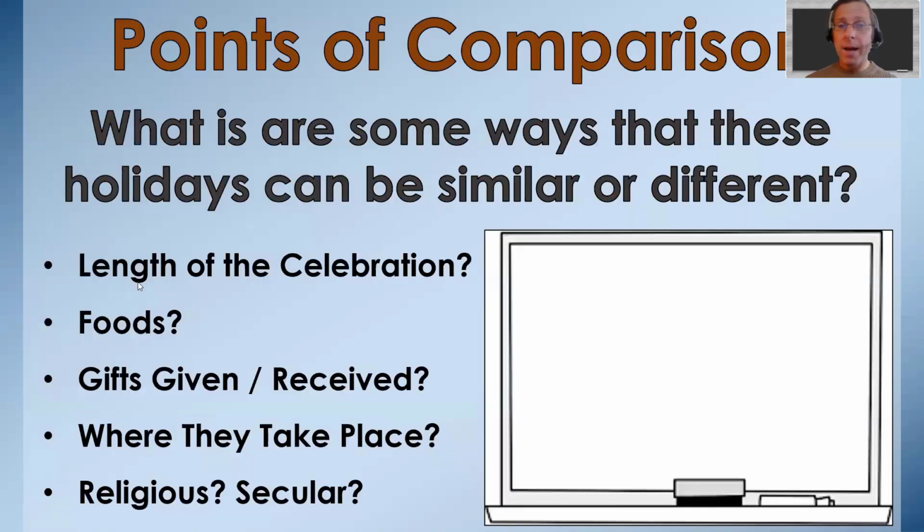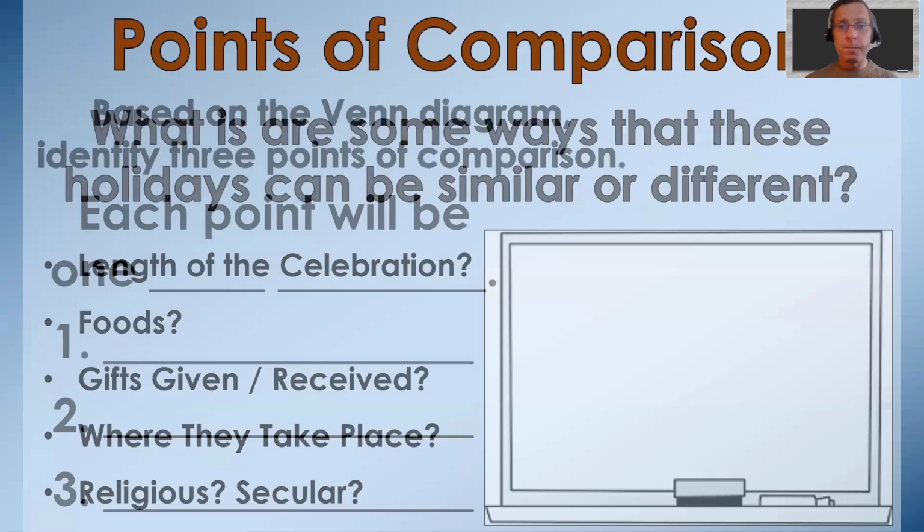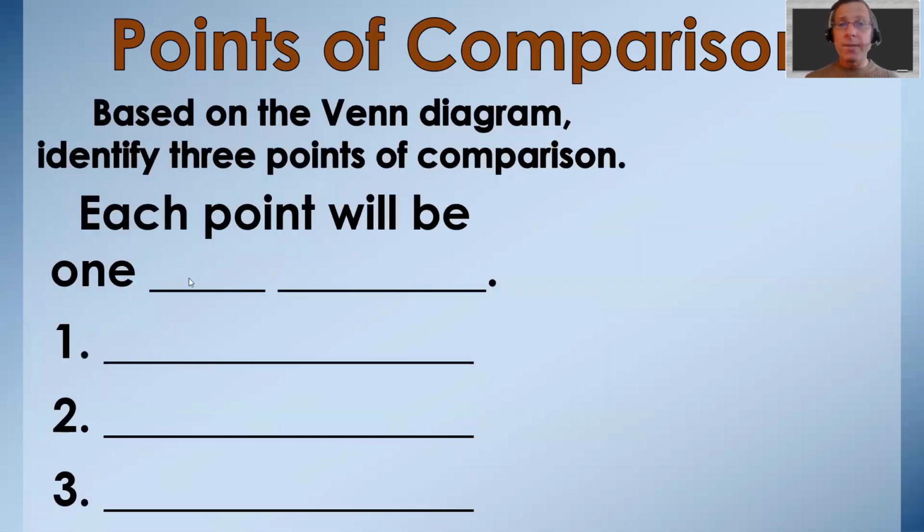So you might talk about the length of the celebration, the foods that you eat, whether you give or receive special gifts, where these take place or where they're celebrated. Are they religious holidays or are they secular? And based on the Venn diagram, I want you to identify 3 points of comparison, just like I did in my example with summer and winter. And remember, each point will be one body paragraph.